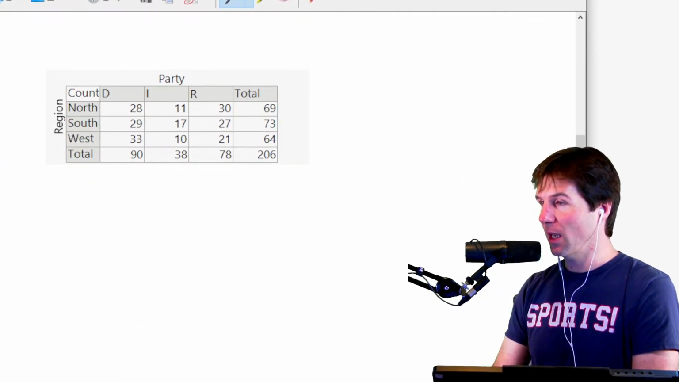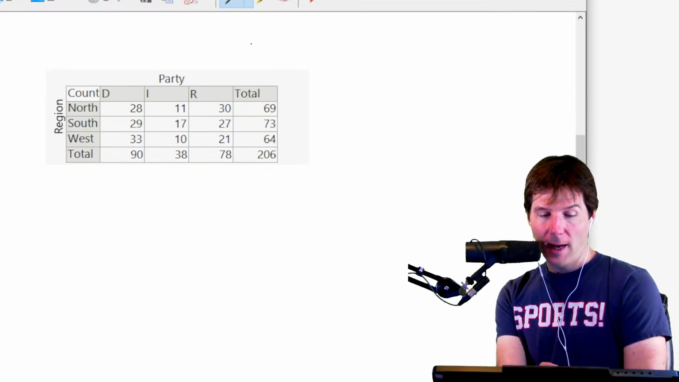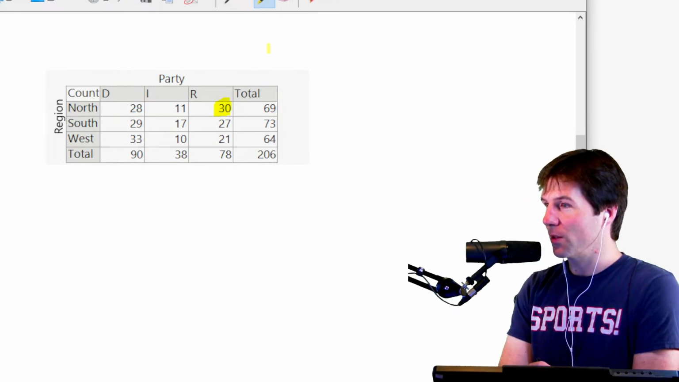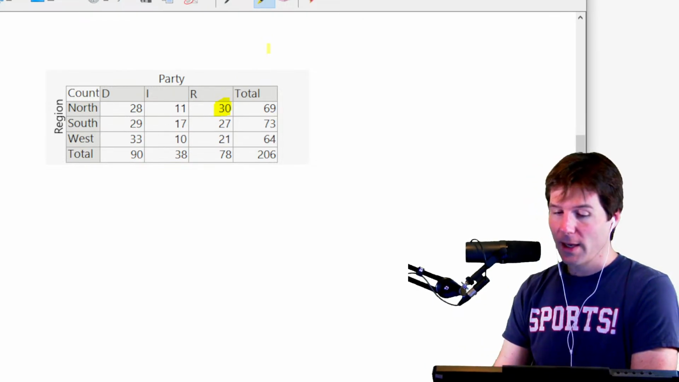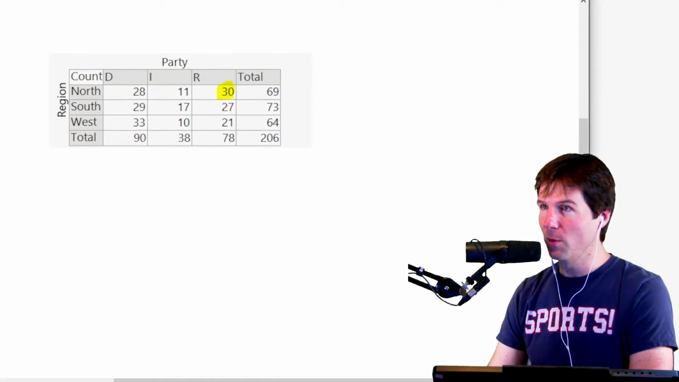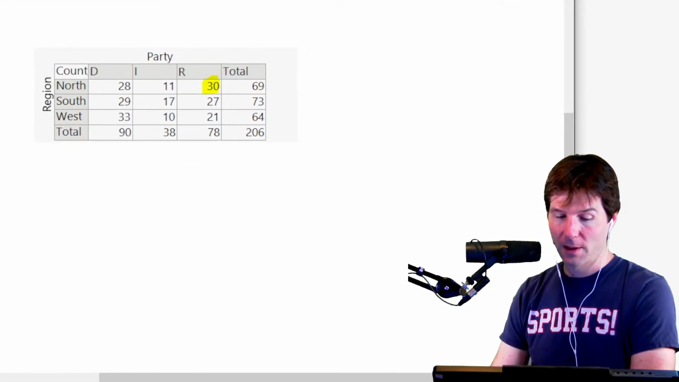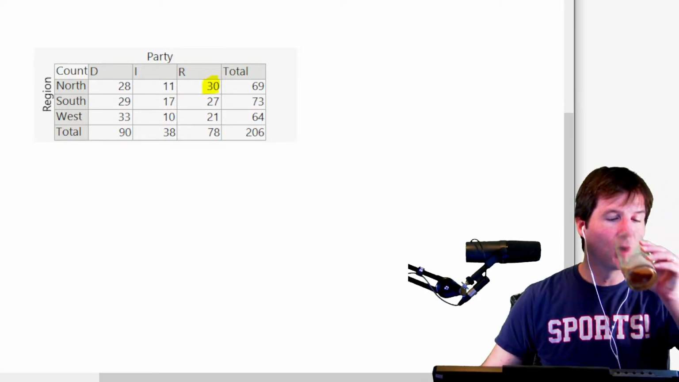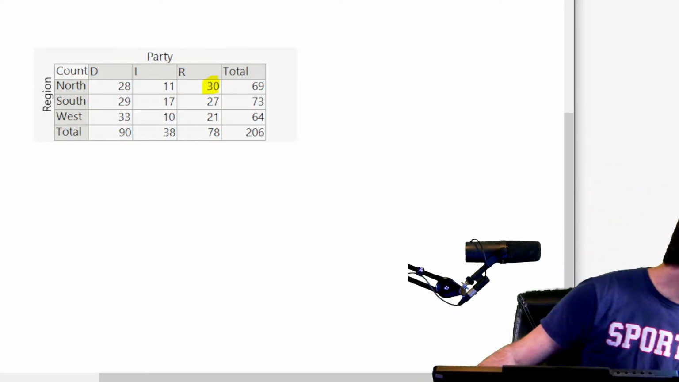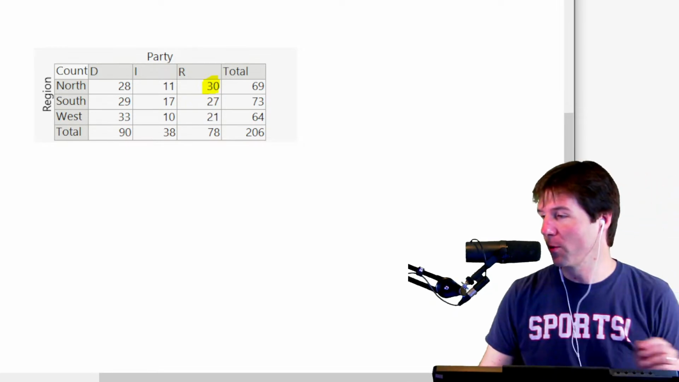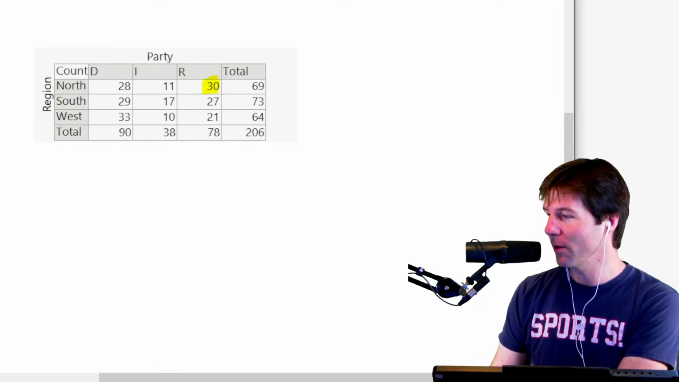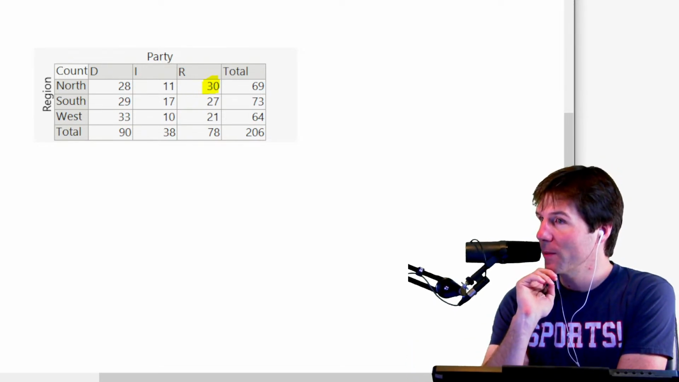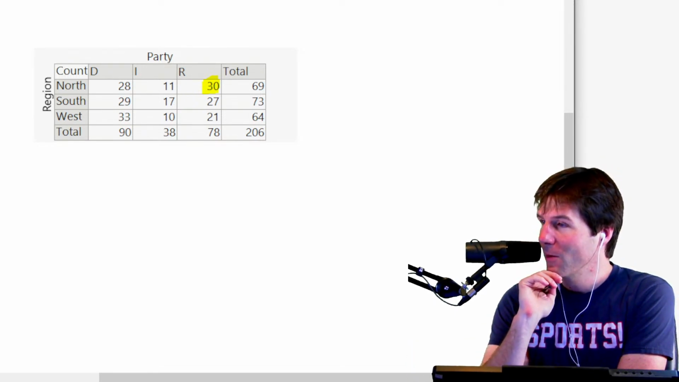The first thing after the counts is to get the expecteds. How many Republicans from the North would you expect? 1,000 points, so try this. This is a good test problem right here. How many Republicans from the North would you expect there to be? I'll give this a moment. What do you think?